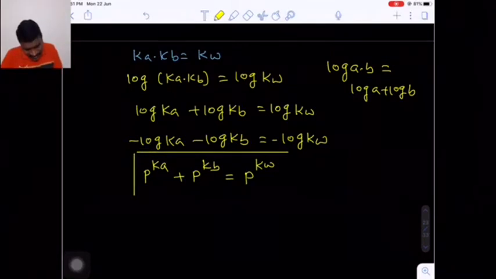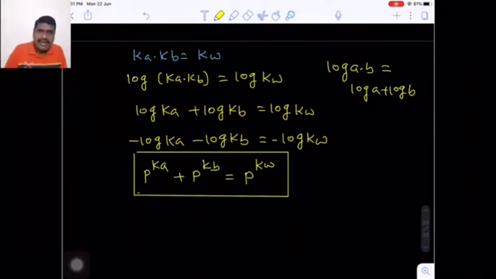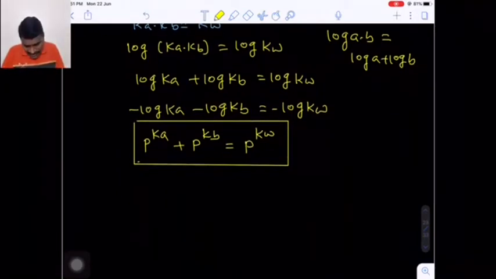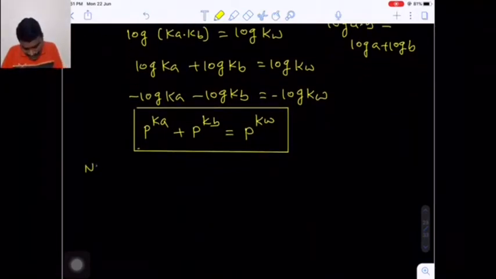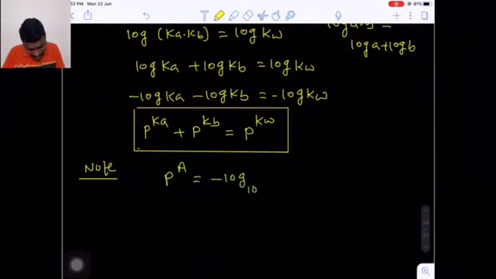Now here, what is the P? This is a power. This is one of the mathematical operators. Remember here, let's suppose I am writing pA, power of A, will be equal to the negative logarithm to the base 10 of concentration of A. Now here P is a mathematical operator.